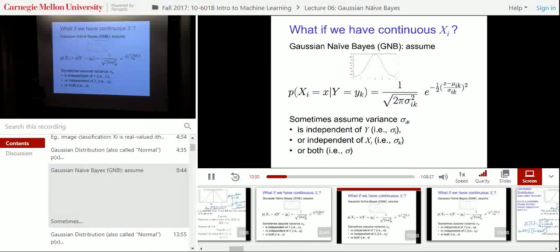In practice, if we have a lot of data, this works just fine. If we're a little bit short on data, then often we will have more difficulty estimating these sigmas from the data. And so sometimes we will assume that sigma is the same regardless of the value that y takes on, that is, regardless of k. We'll just say each x sub i feature has a sigma.